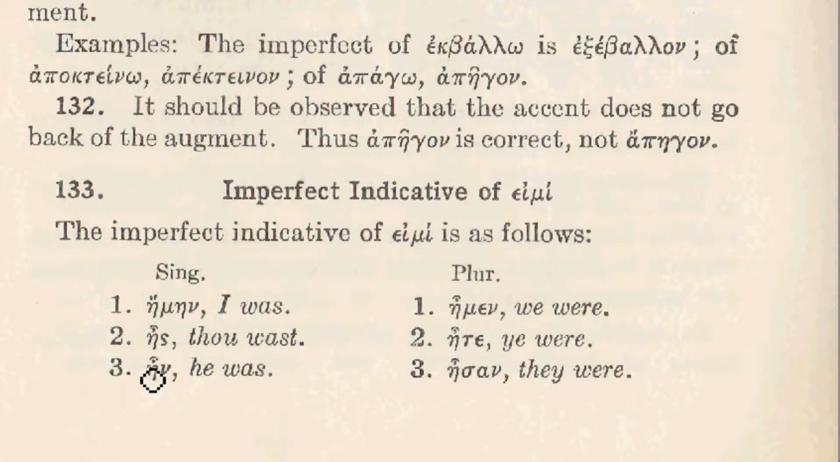Another word that's given to us in this chapter is one we've already had. This is the word eimi, I am. This, however, is the imperfect. So, emen, I was. Es, singular, thou wast.